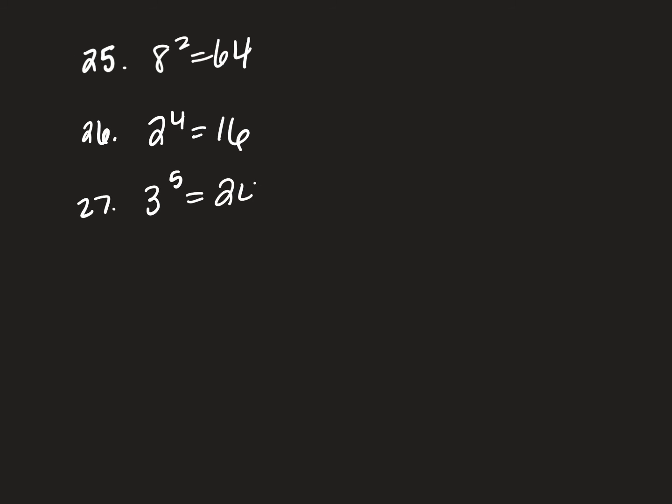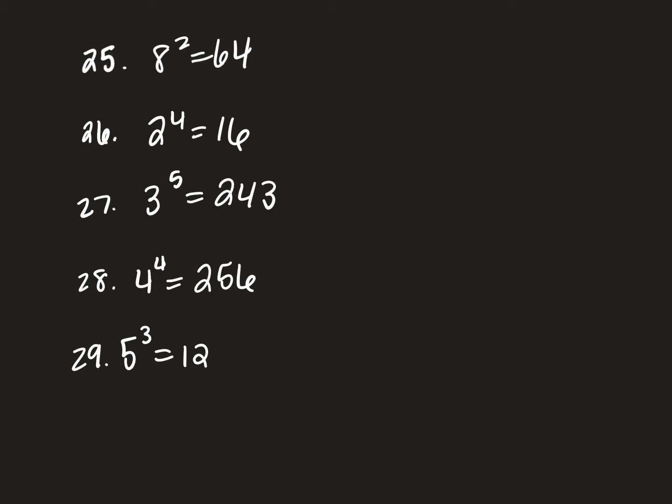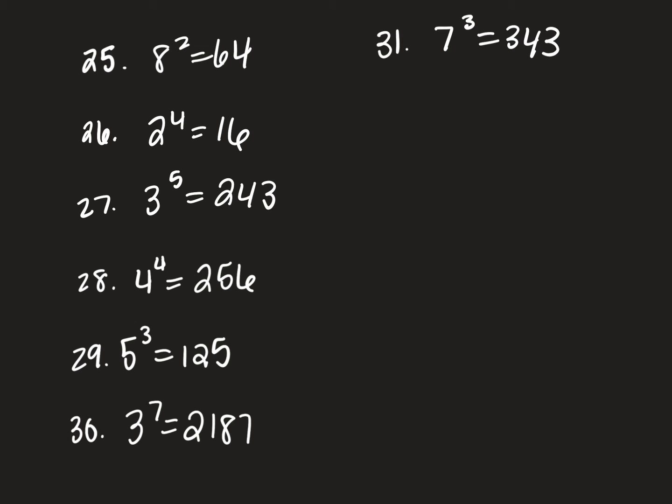So 25, you get 8 squared equals 64. 26 is 2 to the 4th equals 16. 27 is 3 to the 5th equals 243. 28 is 4 to the 4th equals 256. 29 is 5 to the 3rd equals 125. 30 is 3 to the 7th equals 2,187. 31 is 7 to the 3rd equals 343. And 32 is 12 to the 3rd equals 1,728.